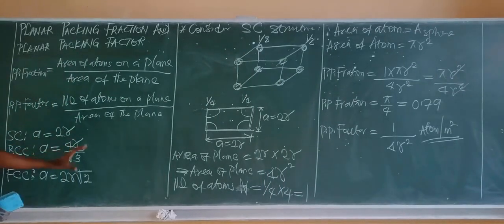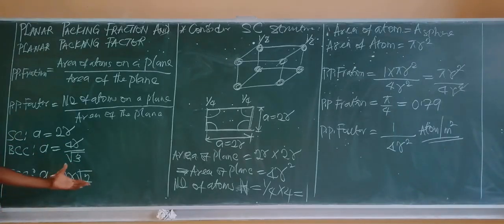We'll keep this particular information in mind: the relationship between the lattice parameter and the atomic radius for SC is 2r, whereas for BCC it is 4r all over root 3, and for FCC it is 2r root 2. So these are going to guide us in determining any other problems we are going to do over there. So let's pick up a problem and see how it works.